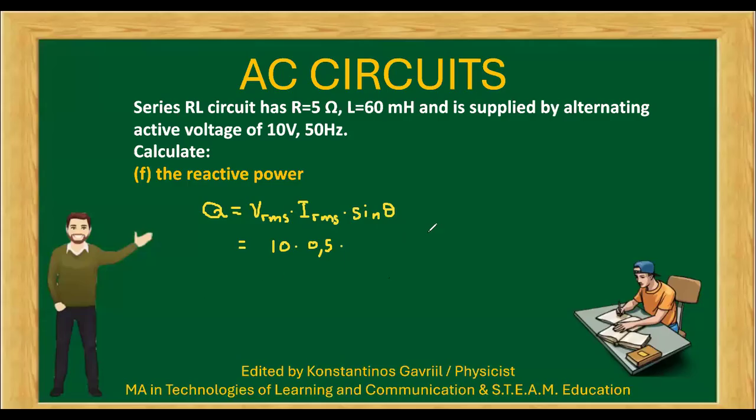For the sine theta, as we remember, I will use again the triangle and the resultant. We have here the Z, here the R, and here the XL. The XL is almost 19 ohms. The R is 5. So the sine of theta equals XL above R, so it is 19 above 5. We get 19.